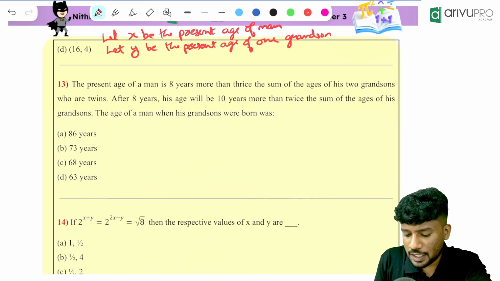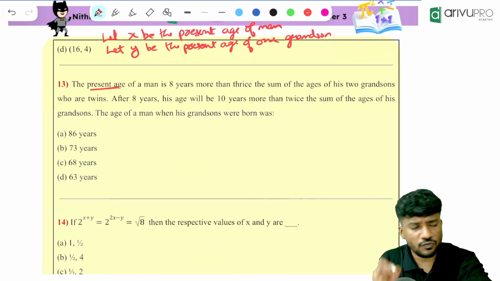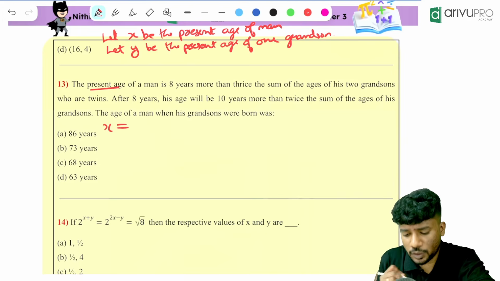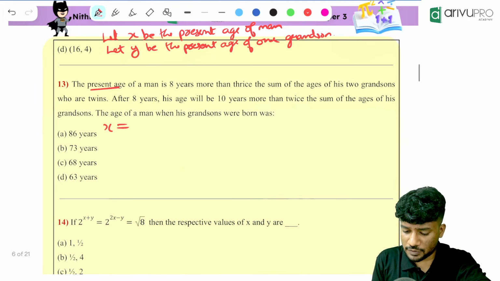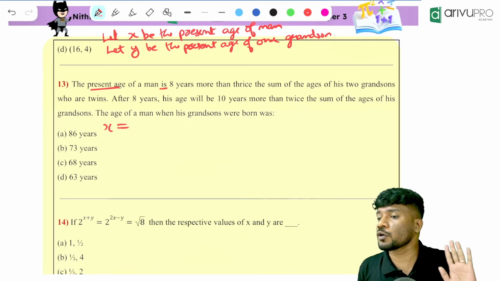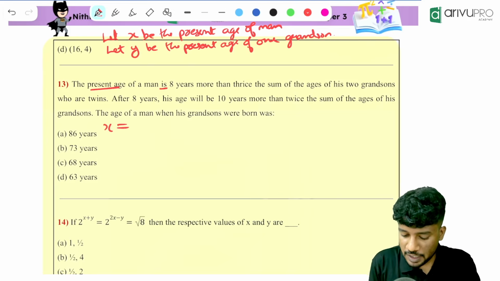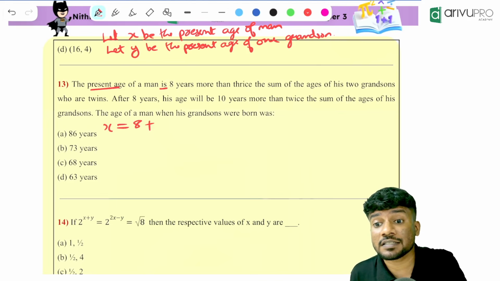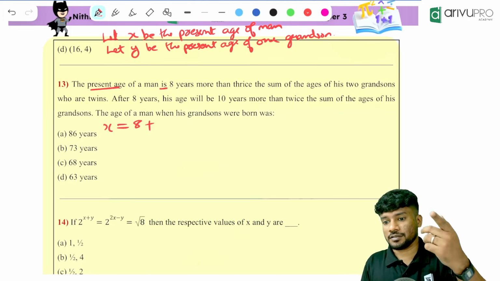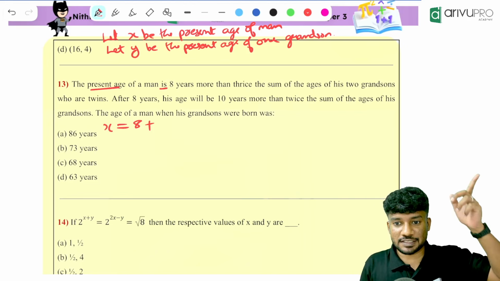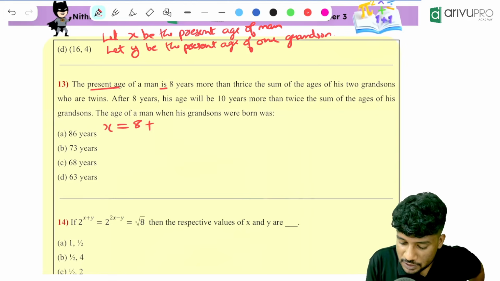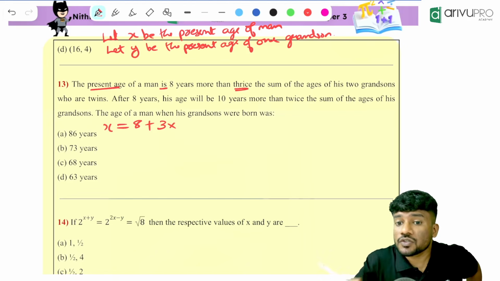Present age of the man is 8 years more than. So what is the present age? When you read the question, read it just like me. Present age of the man is what? X. We assume it to be X. Put X is equal to. "Is" means you can always put an equal to. Present age of the man is 8 years more than. 8 years more than means 8 plus. What if it was 8 years less than? You will put minus 8. Otherwise, you will put 8 plus. If it is less than, you will put minus 8. Okay. 8 plus. Thrice, 3 times. Thrice means 3 times.